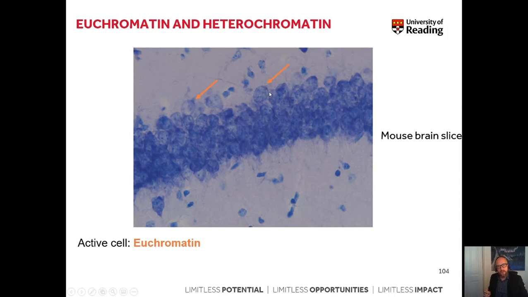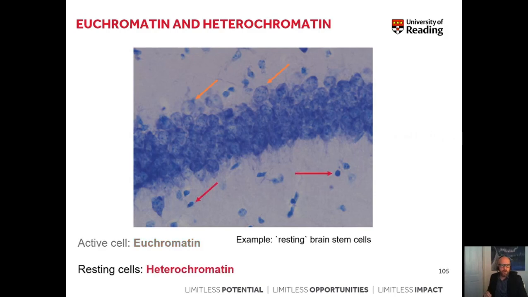Those cells are active. Therefore, the chromatin is open. The DNA is mainly present in those cells as euchromatin. In contrast, in those tiny cells, we have mainly heterochromatin, which is closed. So what is the difference between those cells and those cells? Those cells are nerve cells, neurons. They are transcriptionally active. They are performing their function.